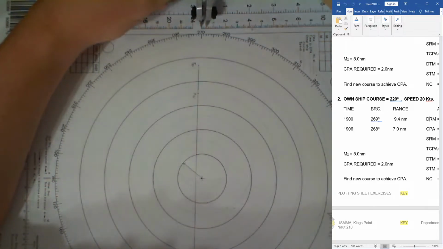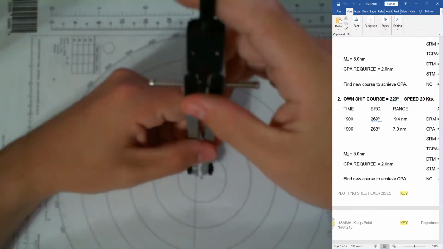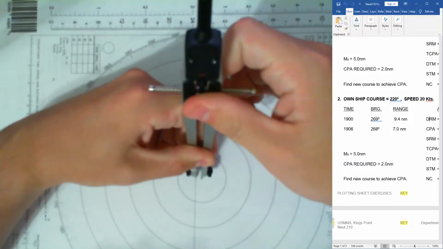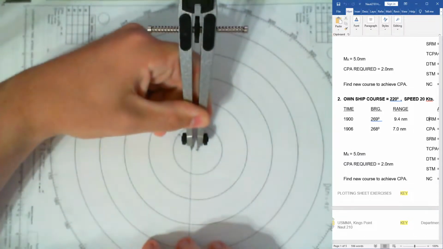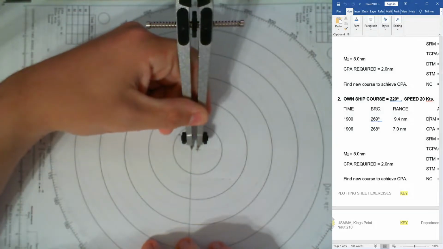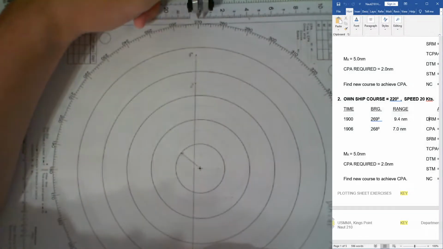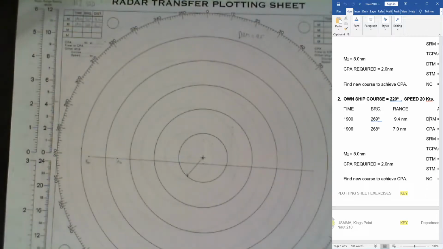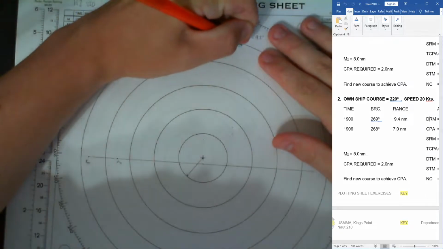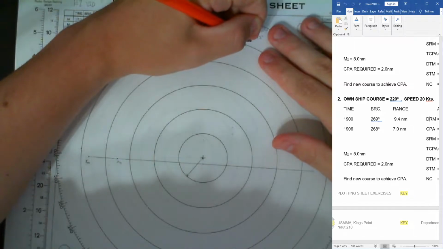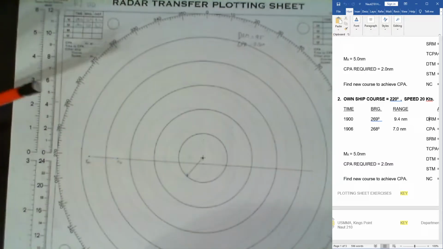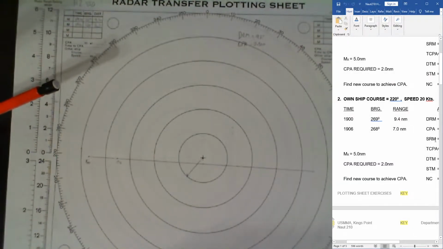Now I'm measuring 0.4, and I'll just double check that real quick. Oh, was off a little bit. Extend that just right there. I know it's hard to zoom in, but that's what I'm getting, and it should, yes it does, to 0.5. So our CPA, from what we're finding, is 0.5 nautical miles. Now we have our DRM and CPA.